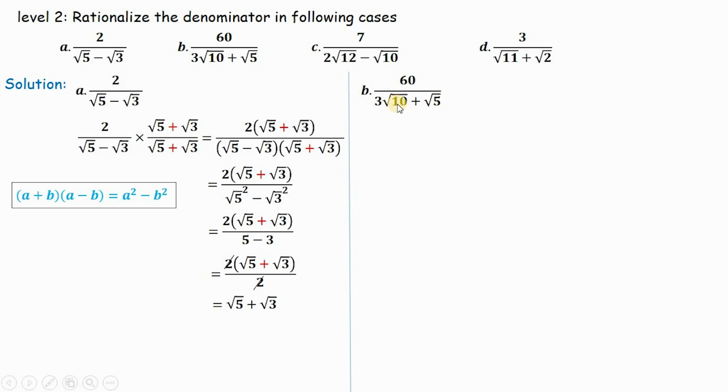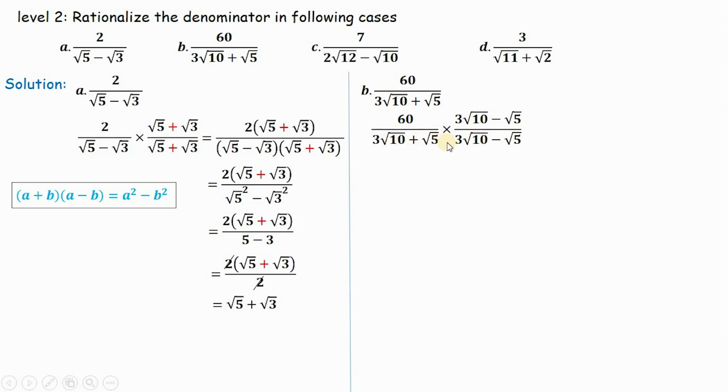Again we have to find the rationalizing factor of 3 root 10 plus square root of 5, that is 3 root 10 minus square root of 5. So we'll multiply both the numerator 60 and the denominator 3 root 10 plus root 5 by 3 root 10 minus root 5. Here please note this: instead of plus we have taken minus, otherwise all the numbers are the same.